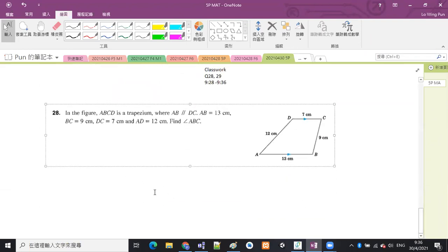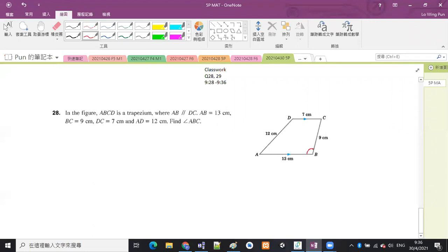Okay, let's check the answers. So question number 28. In the figure, ABCD is a trapezium where AB is parallel to DC. AB is 13 cm, BC is 9 cm, DC is 7 cm, AD is 12 cm. So everything is marked on the diagram. And then the question asks us to find angle ABC.